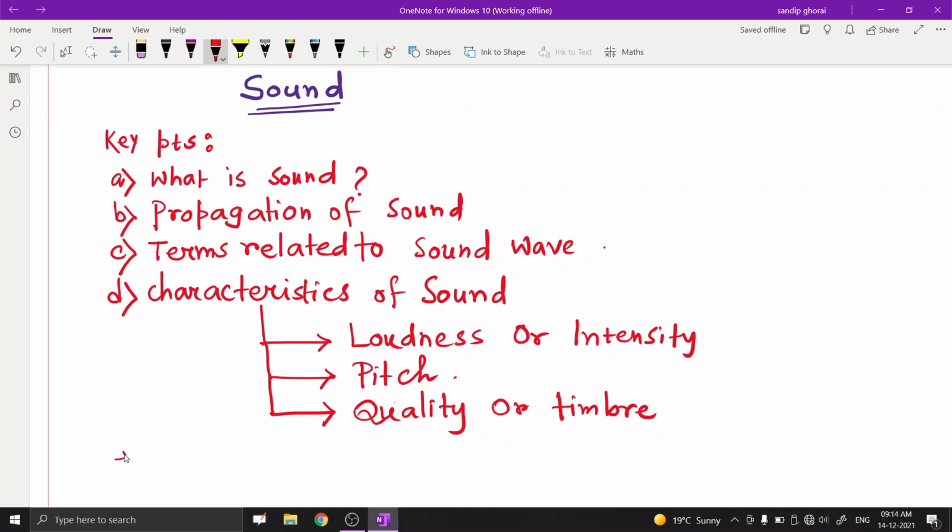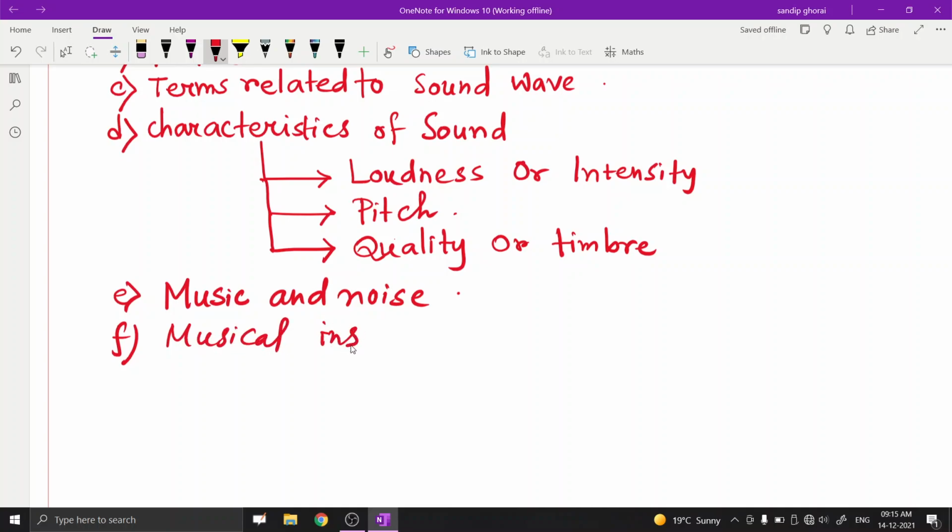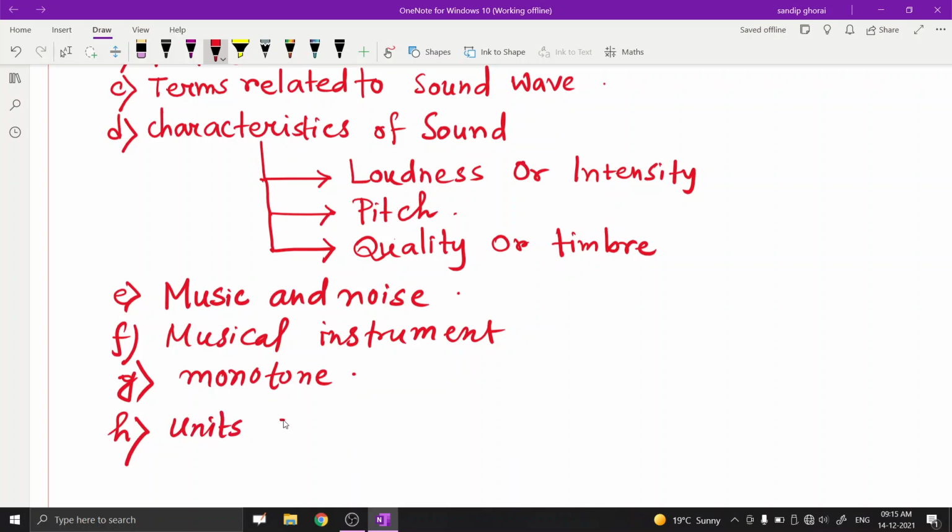We also know about our point number 4, that is music and noise. What do we mean by music or noise? And the next one is some musical instruments. Also know about monotone. And the last one is units of loudness or intensity of sound in decibels.